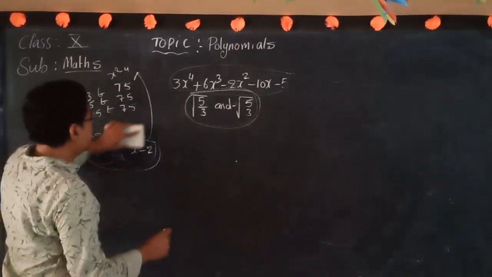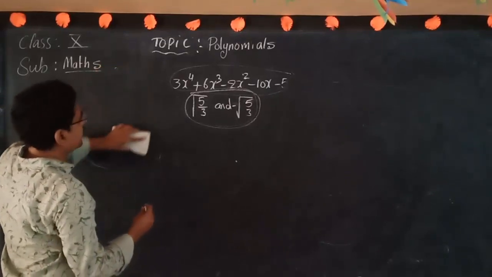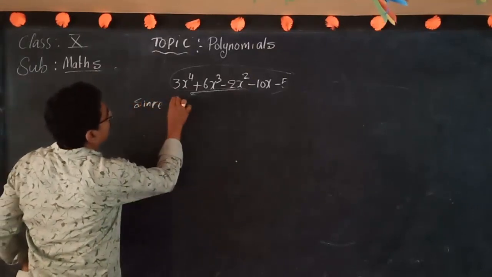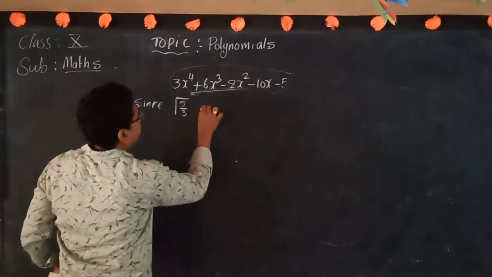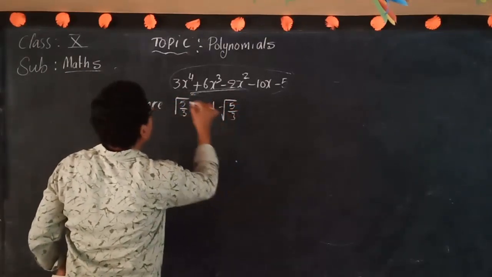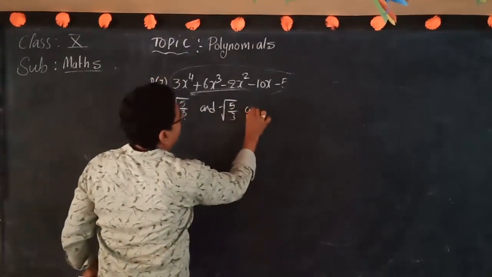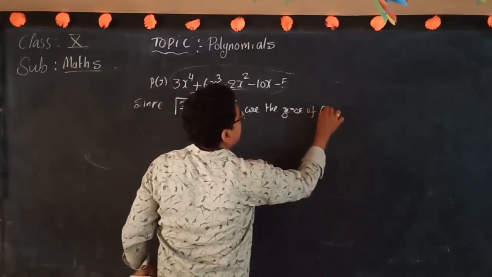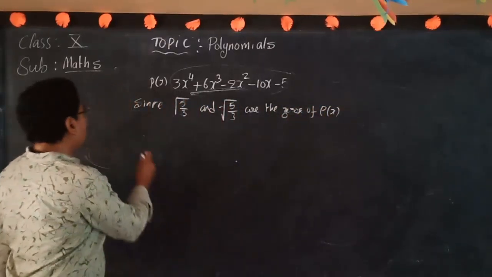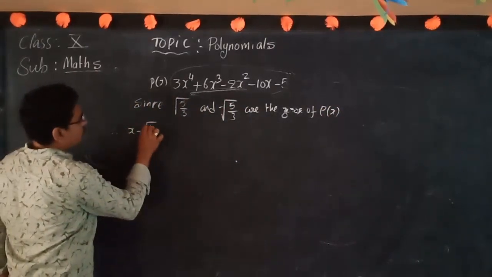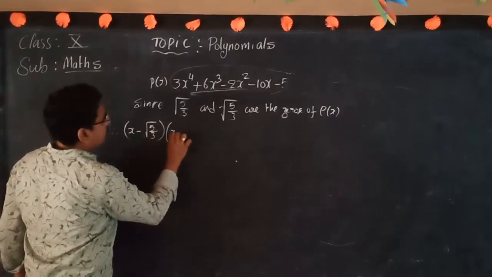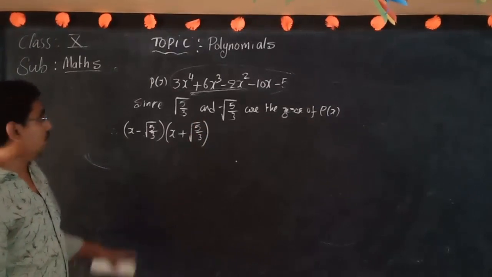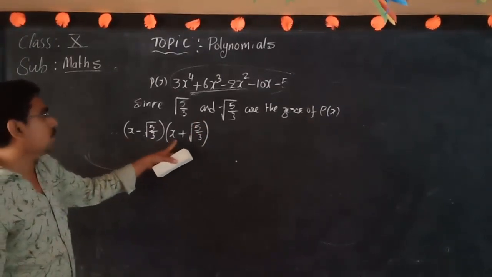In that manner, we should write the steps. Since root of 5 by 3 and minus root of 5 by 3 are the zeros of p of x, this is already given. Therefore, (x minus root of 5 by 3) into (x plus root of 5 by 3). Just now I said minus 2 means x plus we should take, plus means minus we should take. Now x minus root of 5 by 3, x plus root of 5 by 3.